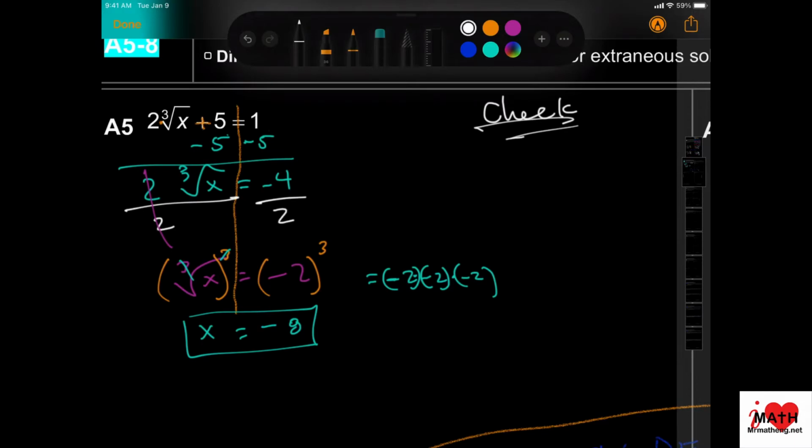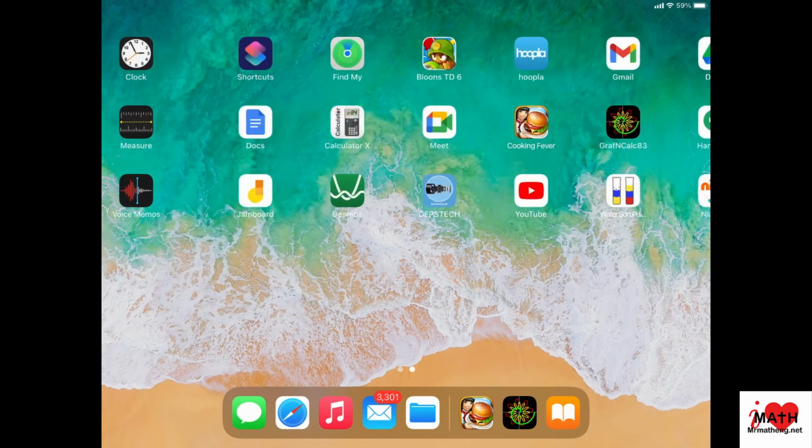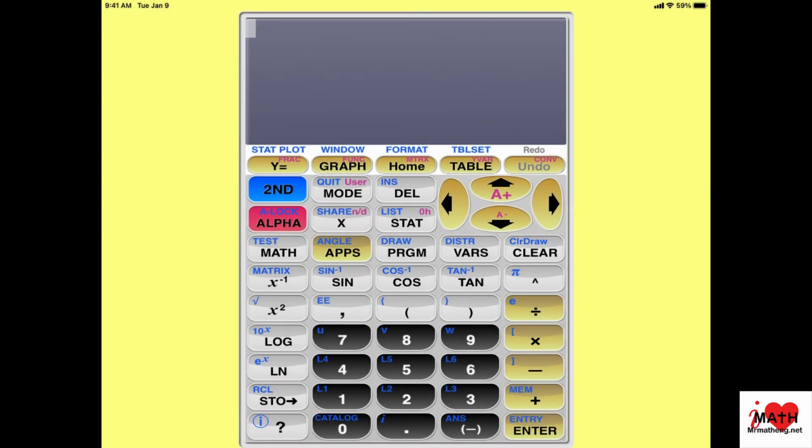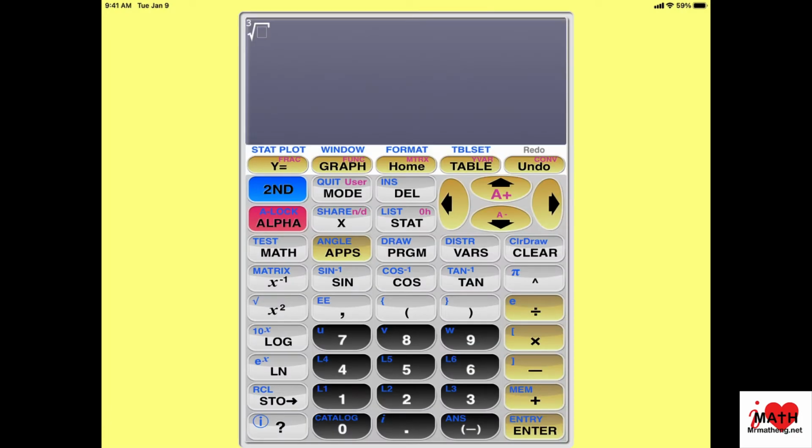Check, check, check. Write the original. And I'm going to put in here negative 8. And 3 identical numbers that multiply to be negative 8. Remember, you can always use your calculator to show you. Okay, cube root is math on the left side. And that would be number 4. Parentheses, negative 8. And you recognize that it's negative 2.